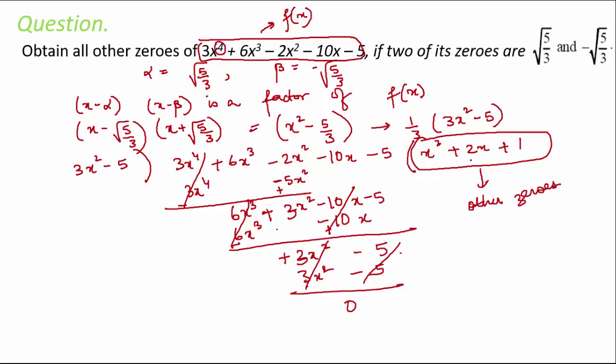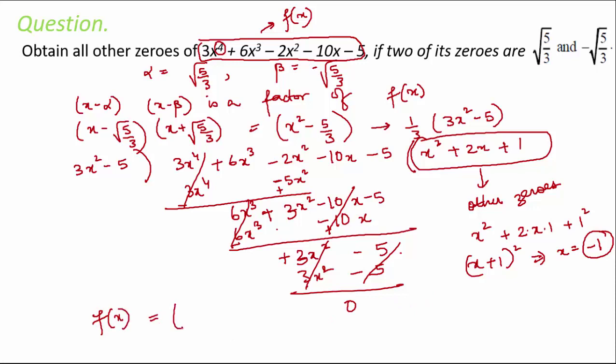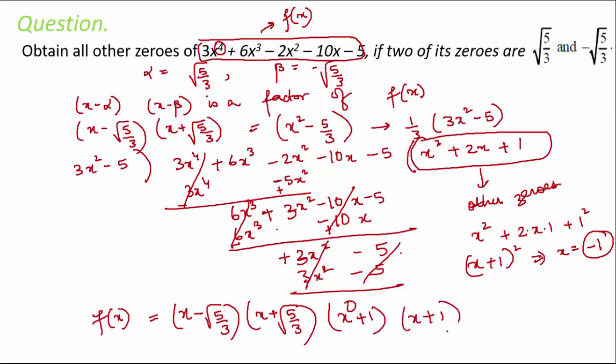So now let's simplify this. So x square plus 2x plus 1, a square plus 2ab plus b square, that is a plus b whole square. So that means x is equal to minus 1 is the other root. Right? So therefore that is the other zero basically. So therefore the given polynomial f(x) can be written as x minus root 5 by 3 into x plus root 5 by 3 into x plus 1 into x plus 1. So the four roots are minus root 5 by 3, plus root 5 by 3, plus 1 and plus 1.